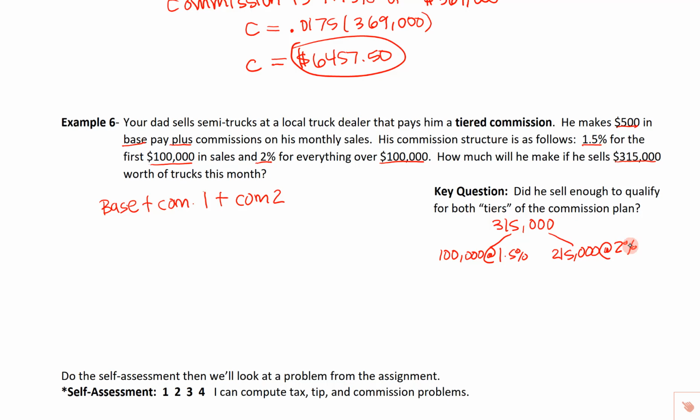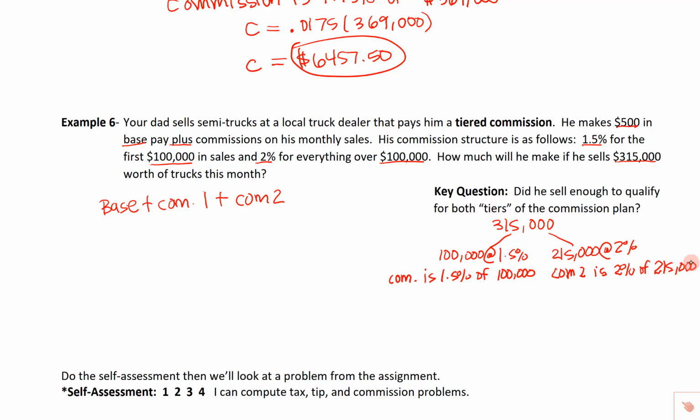All right, let's change it into a mathematical sentence. So commission, I'm just going to abbreviate with COM, is, remember we do our percent next, so 1.5% of our 100,000. We're always writing these sentences in this section on percents. Let's do the same thing for the other one. Let's write our sentence already. Sometimes it's easier to just keep writing the sentence. So commission 2 is, we put our percent, 2% of our $215,000.